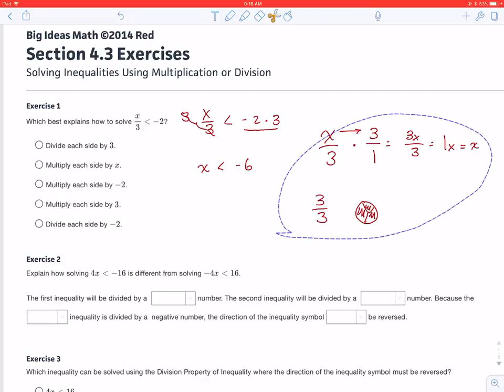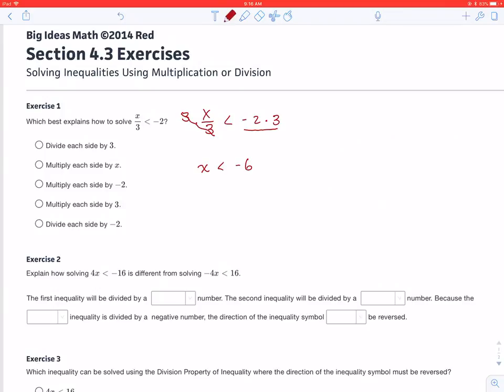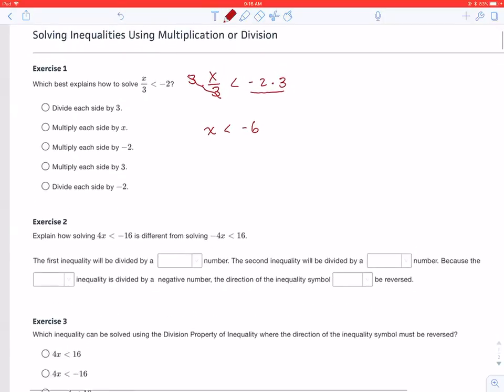So now what you need to do, though, now that I've shown you how to solve this problem, is choose the option that best describes how to solve this problem. So best describes what we did in order to solve this problem.